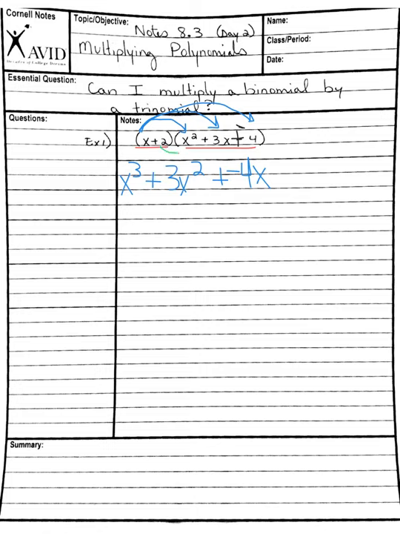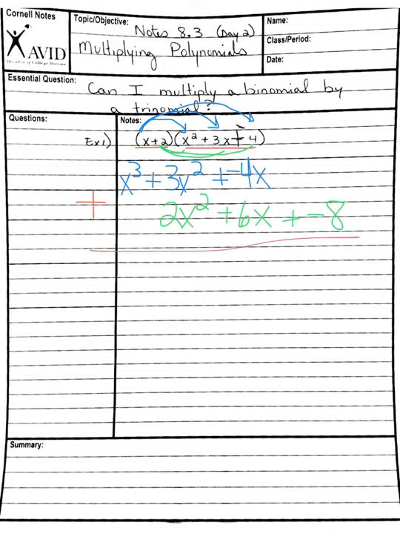So I took x times everything inside the second set of parentheses, and now I'm going to take the 2 times everything. So 2 times x squared, and you're going to notice I'm going to kind of line things up here. 2 times my x squared is 2x squared. The 2 times the 3x would be 6x. And then my 2 times that third term, 2 times -4 is -8.